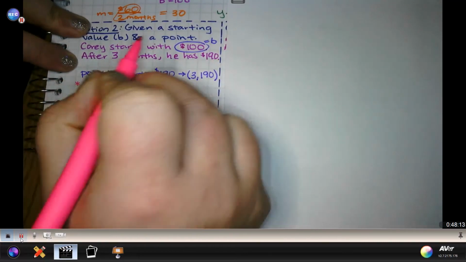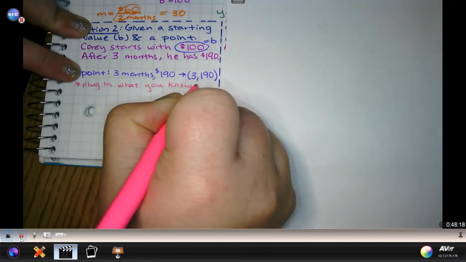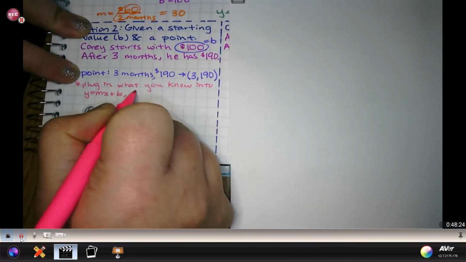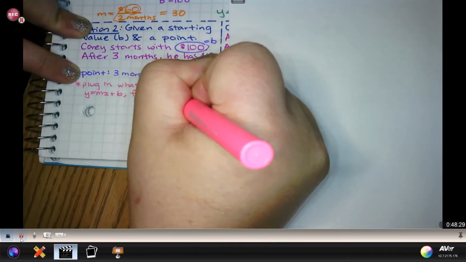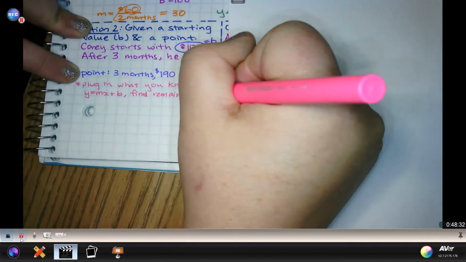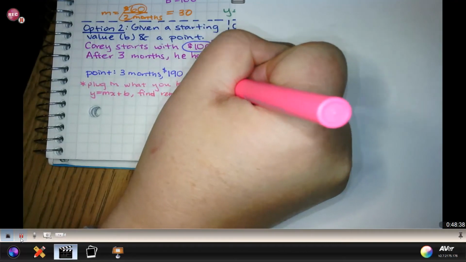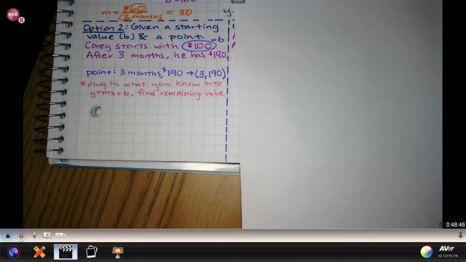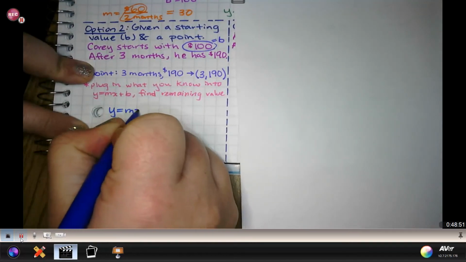Plug in what you know into y equals mx plus b and find the remaining value. Okay, so that's what we're going to do. We just did it up above, not the last one, but the 2 points where we had to find b. We've only found b, but now we're going to find m, but that'll still work. It'll still be great. So we have y equals mx plus b.